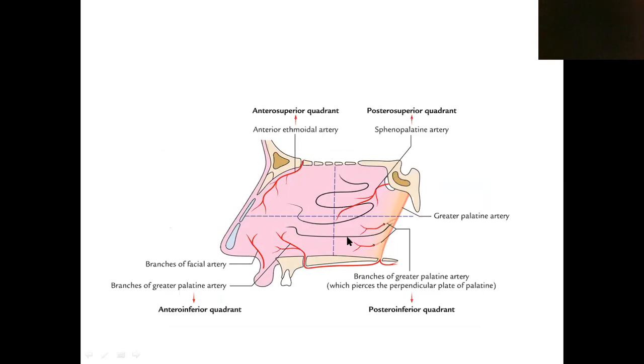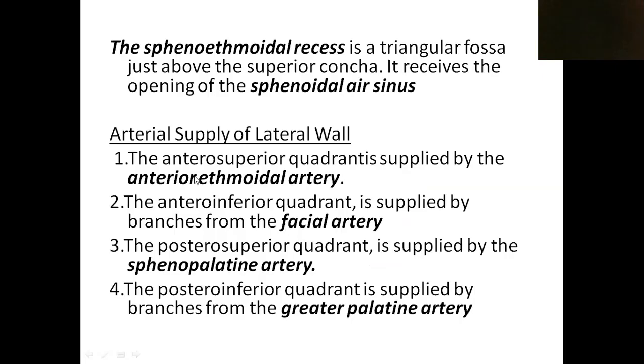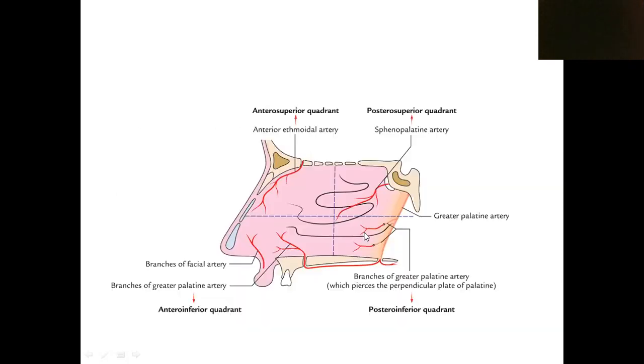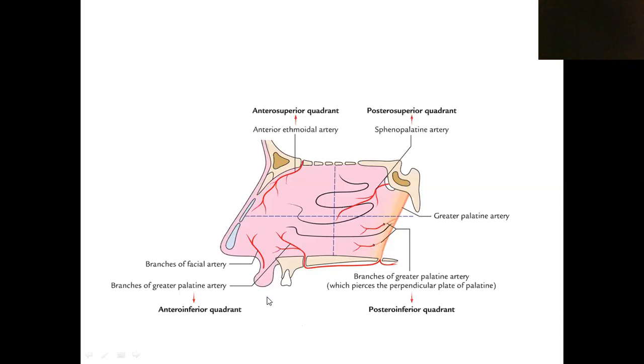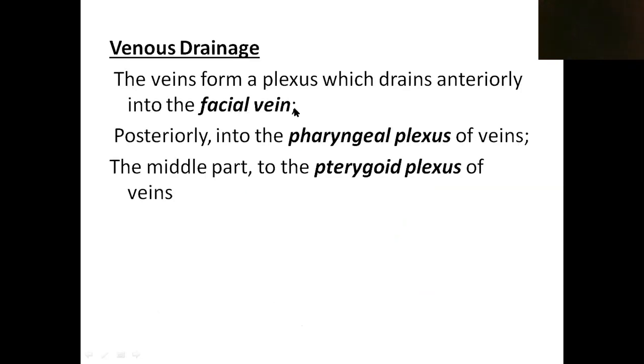That means postero-superior and postero-inferior. Now the antero-superior compartment is supplied by the anterior ethmoidal artery. Antero-inferior is supplied by the facial artery and greater palatine artery. Let's see that: antero-superior, anterior ethmoidal; antero-inferior, facial artery; postero-superior, sphenopalatine artery; then postero-inferior, greater palatine. Clear. Those are the arteries supplying this lateral wall. Then venous drainage is into the facial vein, pharyngeal plexus, and pterygoid venous plexus. It drains into these three groups.